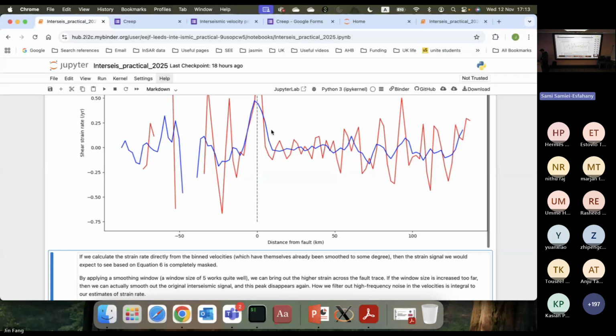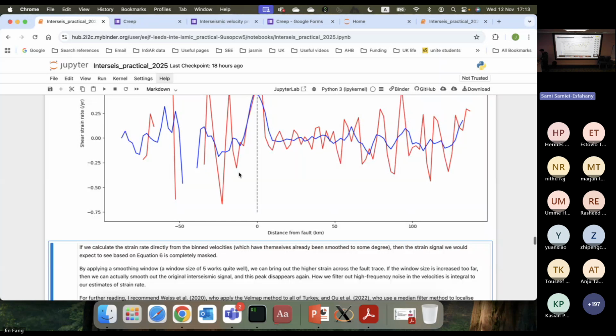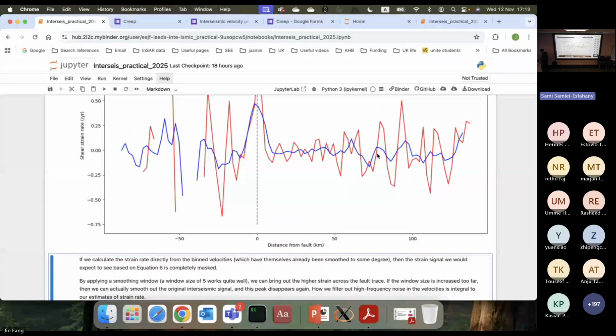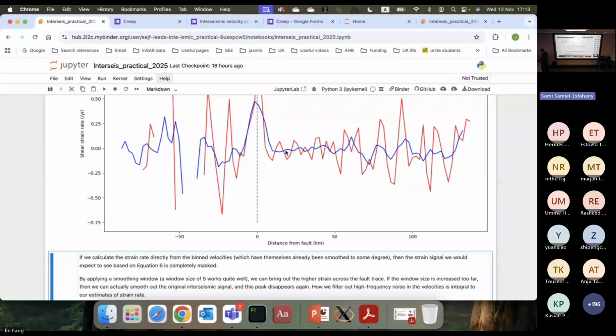By applying a smoothing window, something like a window size of 5 works well, shown as blue lines. We can bring out higher strain across the fault trace. If we increase the window size too much, we end up smoothing out our original interseismic signal, and this strain peak disappears again. So how we choose to filter out high frequency noise in the velocities is crucial.